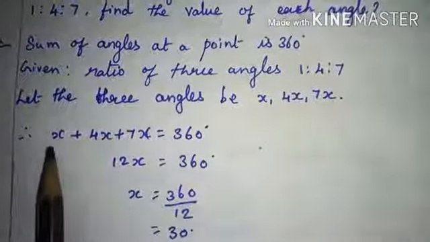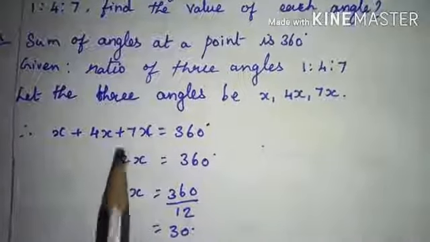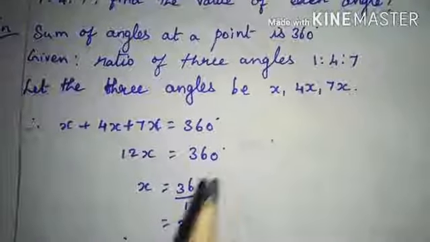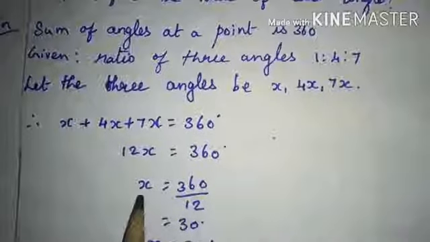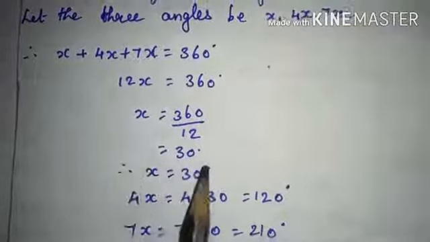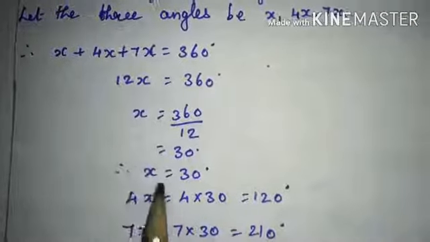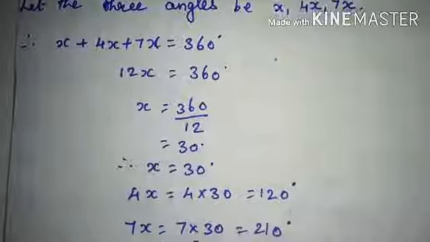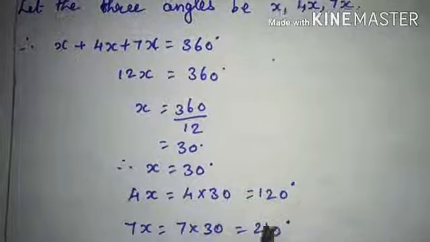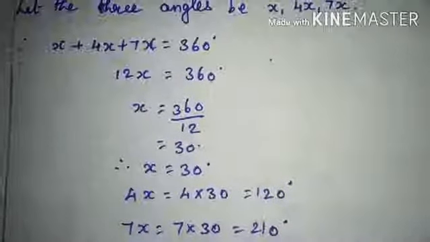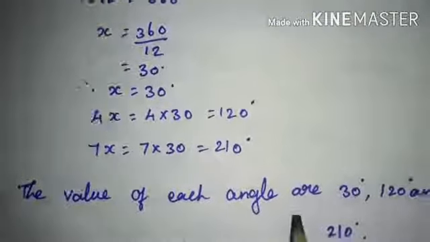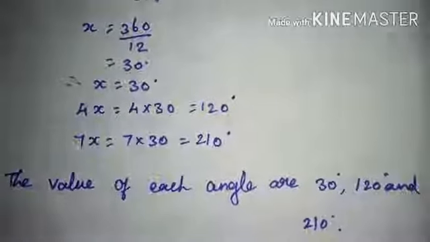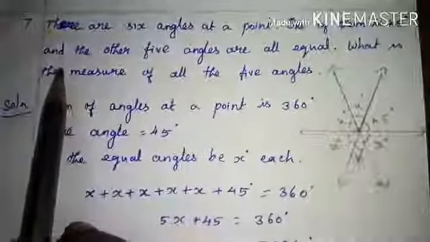All are like terms, so we are adding 1 plus 4 plus 7 which is equal to 12. The variable is x, 12x equal to 360 degree. To find the value of x, we divide by 12. We get x equal to 30 degree. Since x equal to 30, then 4x equal to 4 into 30 and 7x equal to 7 into 30, we get 120 degree and 210 degree. Therefore, the values of the angles are 30 degree, 120 degree and 210 degree.